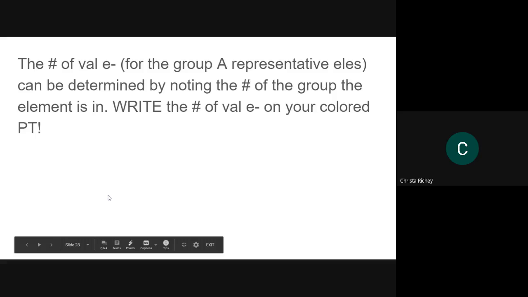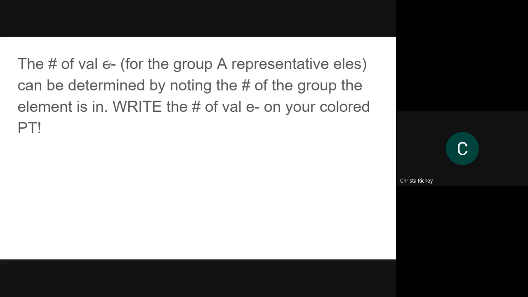Now, your valence electron, that's what VE means, valence electron. For your representative elements, your group A's, it has to do with which row it's in. So group 1 has 1 valence electron, group 2 has 2 valence electrons, 3 has 3, 4 has 4, 5 has 5, and so on and so forth until we get to 8, with the exception of helium, because that's the weird dude.